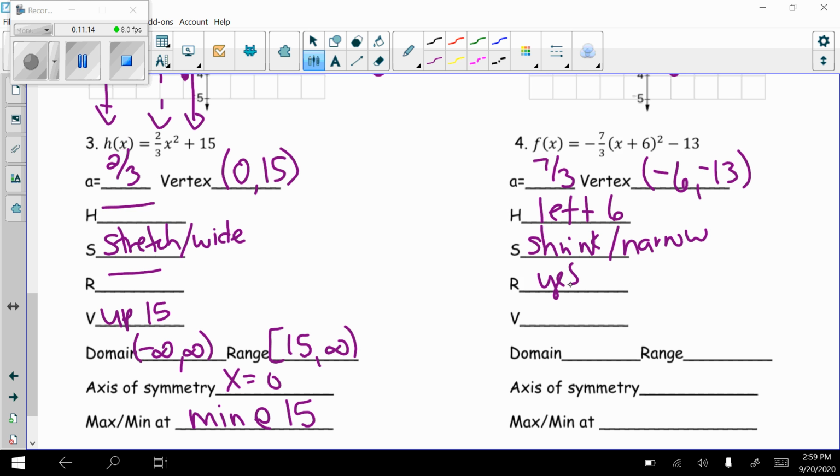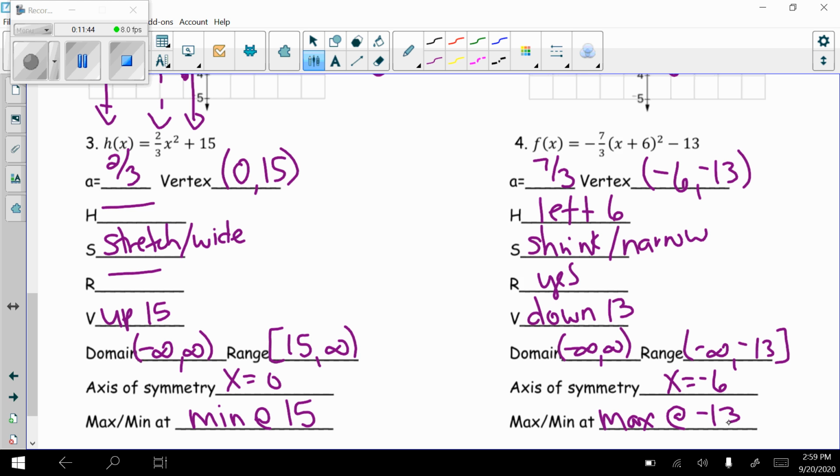Yes, I have a reflection because there was a negative, and then it goes down 13. My domain, again, is negative infinity to infinity. This one opens down, so for my range, I'm starting at negative infinity, the lowest y values, and then I stop at negative 13, brackets. Axis of symmetry, x equals negative 6. I'll have a maximum because it opens down at negative 13.